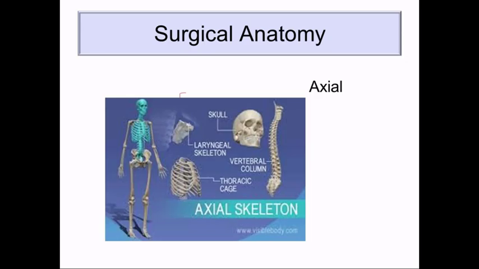The skeleton is broken into two parts. The axial, which consists of the skull that has 8 main bones that are connected by tough tissue called suture, and facial bones that form the orbit of the eye, nasal, sinus, and jaw.